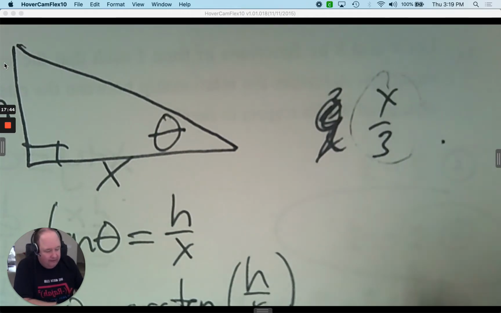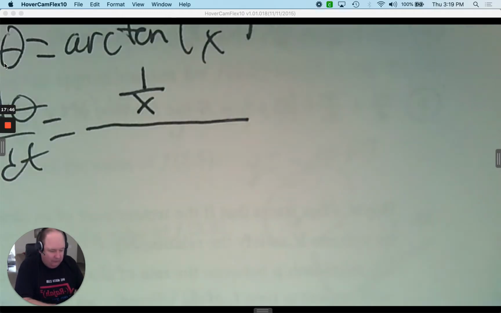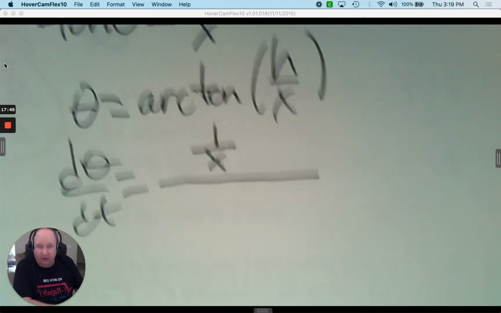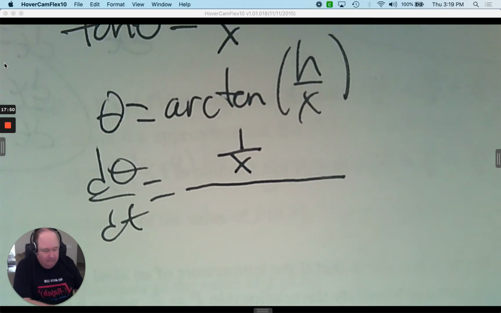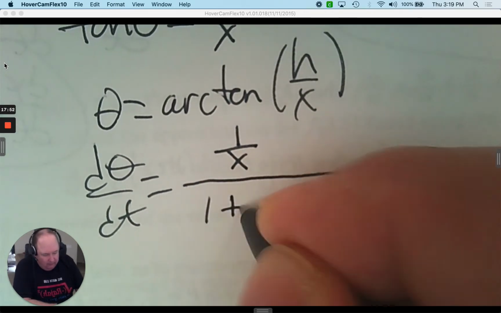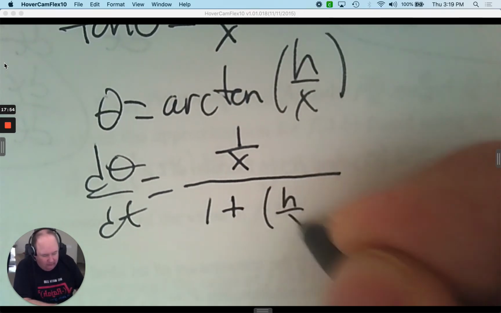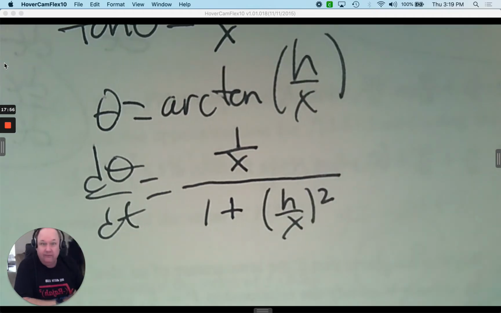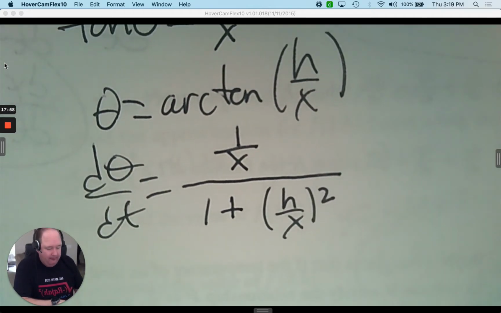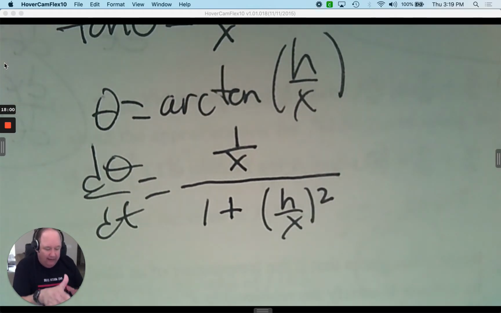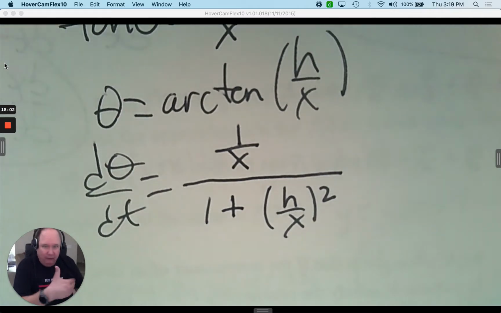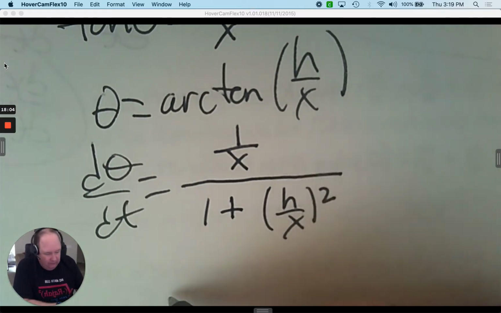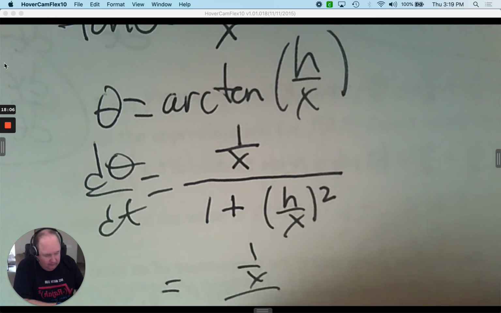So this is like 1 over x times h. And what you're left with is the constant, which is 1 over x. In the denominator is 1 plus, and then you square h over x. So that's really what it looks like. Now, that's not what any of the answers look like. So I have to algebraically change this. So I'm going to multiply this out.